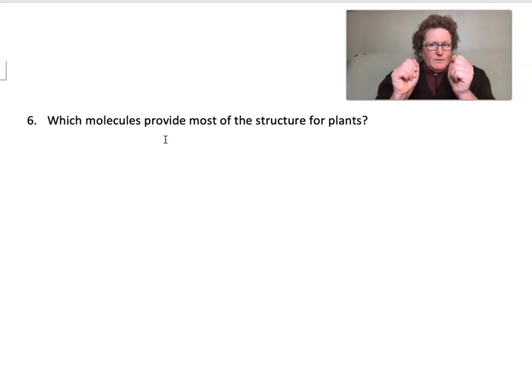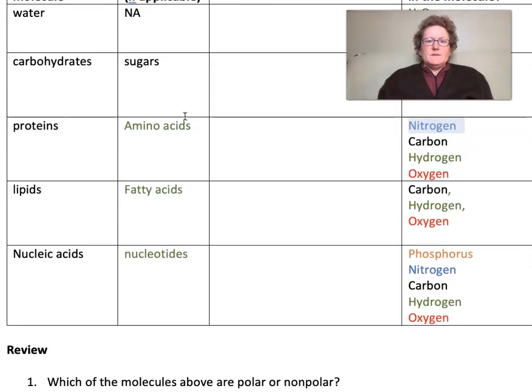If you bend a plant too much, it will break. And that has to do with the cell wall. So look up what molecules make up the cell wall in plants. And that's what you need to know to do assignment 7.5.